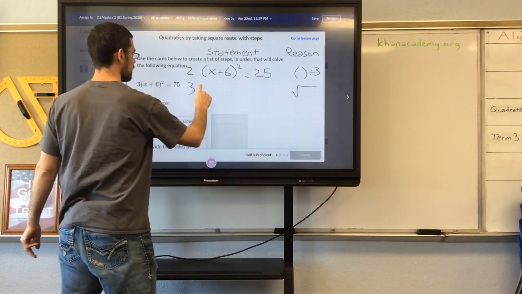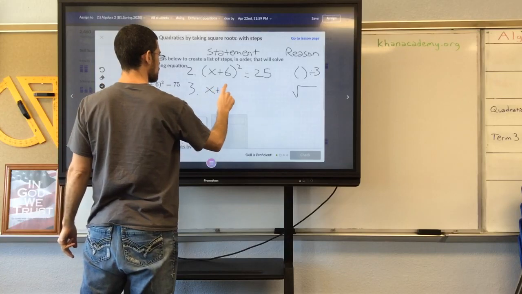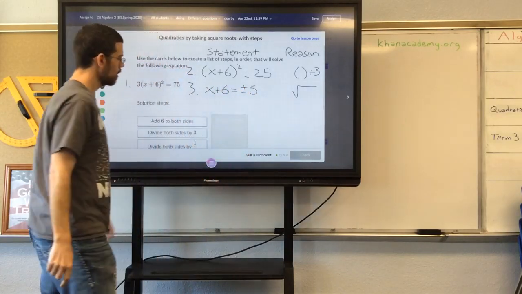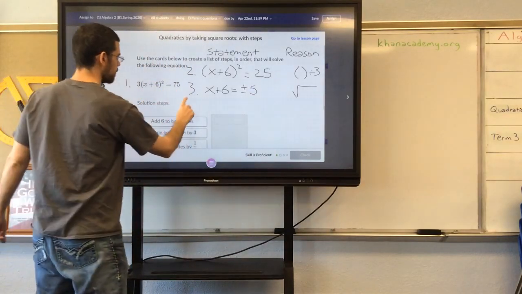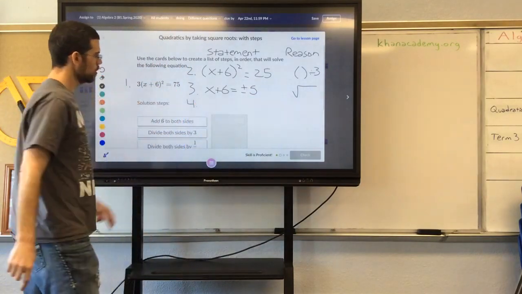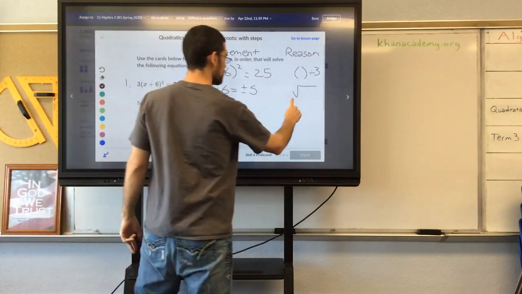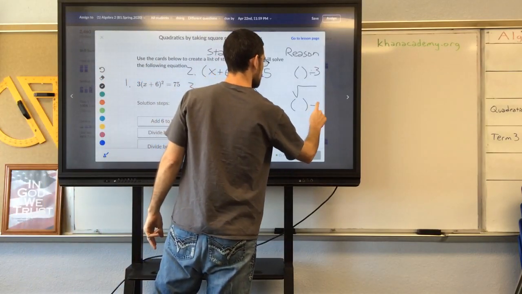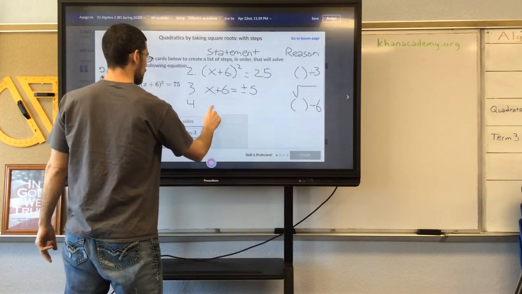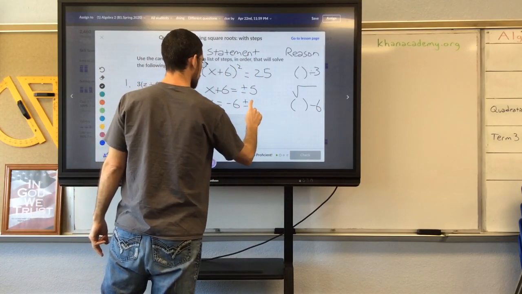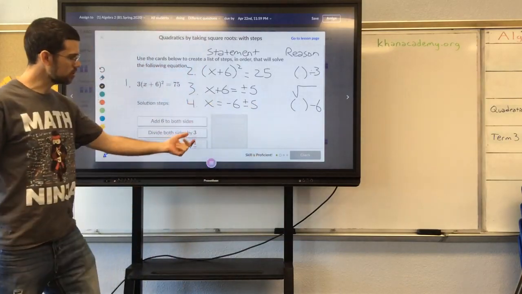Square root both sides. So we get x plus 6 equals plus or minus 5. Fourth step in our statement reason proof is to subtract 6 from both sides. And we get x equals negative 6 plus or minus 5. And those are our 2 solutions.